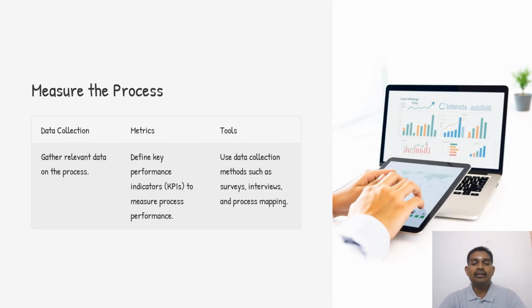Then the second step in the Six Sigma process is measure. So you have to measure the process. Data collection is the key to measuring the process, so gather relevant data on the process. Metrics: define key performance indicators, KPIs, to measure process performance. Tools required: use data collection methods such as surveys, direct interviews, and process mapping.